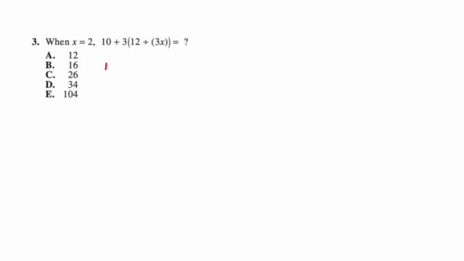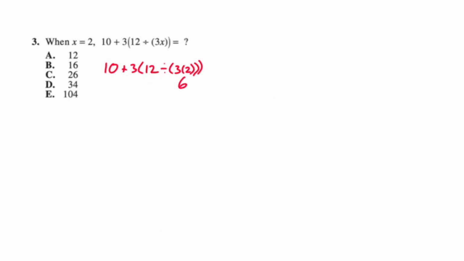So let's see, I'll just rewrite it first. 10 plus 3 times 12 divided by, and then 3 times 2. So I'll just put the 2 in parentheses. That's where the x went originally, and that should do it. So we're basically going to work our way from the inside of the problem out.